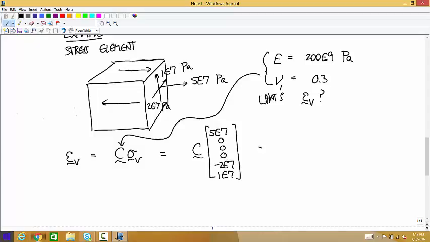And if you plug that into your calculator, you get values of 2.5 times 10 to the minus 4, negative 7.5 times 10 to the minus 5, then another negative 7.5 times 10 to the minus 5. Then 0. Then negative 2.6 times 10 to the minus 4. And positive 1.3 times 10 to the minus 4.